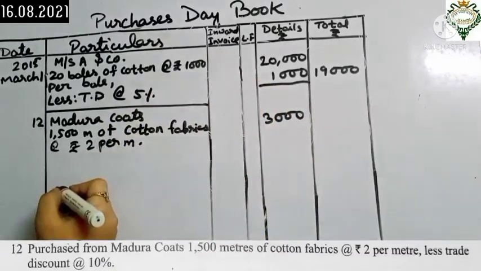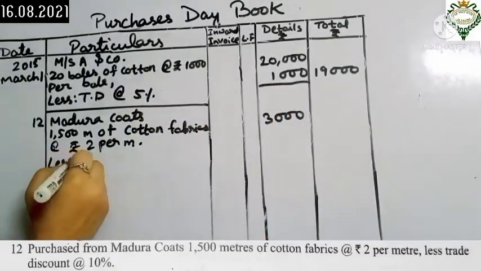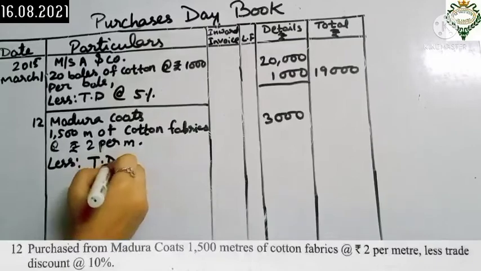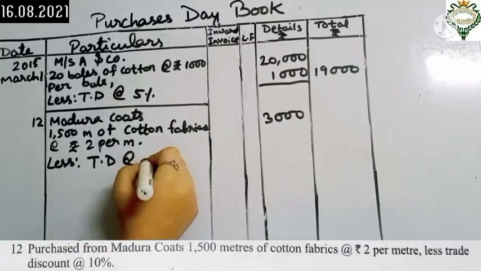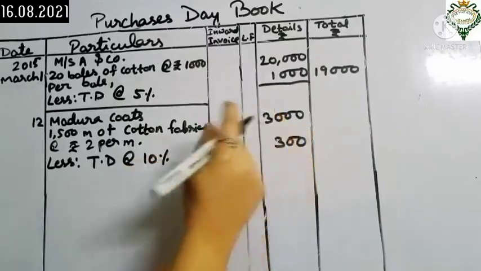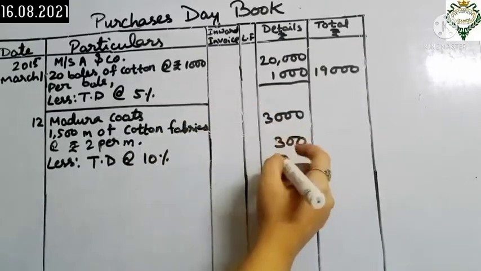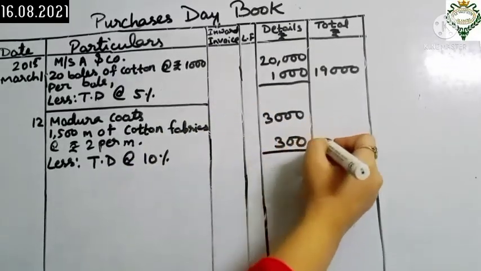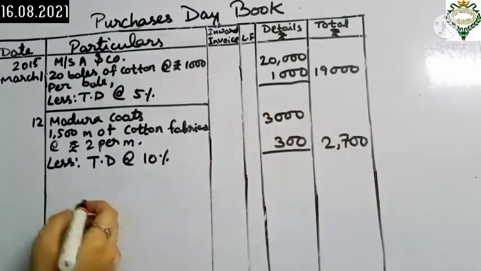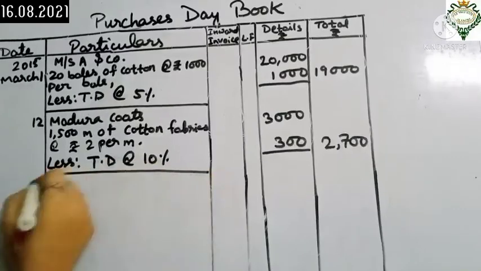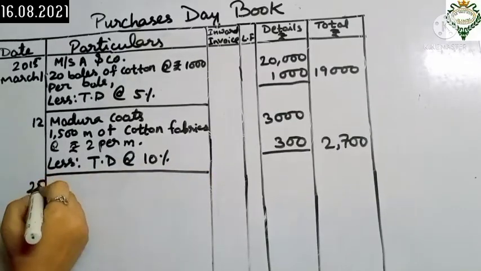And here is also less trade discount, so we have to deduct the trade discount. I am writing in short trade discount, and trade discount is 10% here. So 10% of 3,000 is 300. If you less this amount, you will get 2,700. Got it? Now come to the next transaction that has been done on 25th of March.